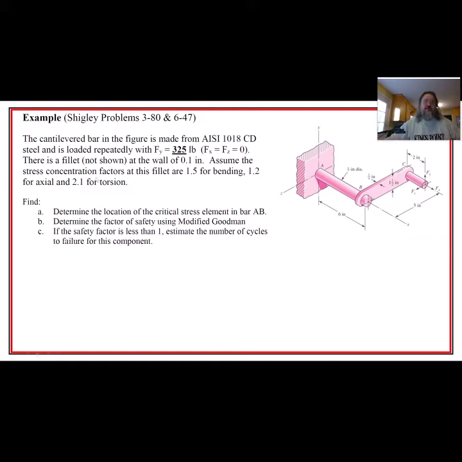We have problems 3-80 and 6-47 from Shigley, at least the 10th edition and earlier. We have a load that's only 325 pounds. I mean, not only, but it's 325 pounds only in the y direction here. We want to determine the location of the critical stress, and find the factor of safety in modified Goodman. And if that's less than 1, estimate the number of cycles for this.